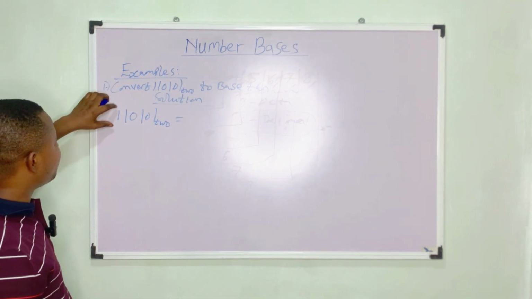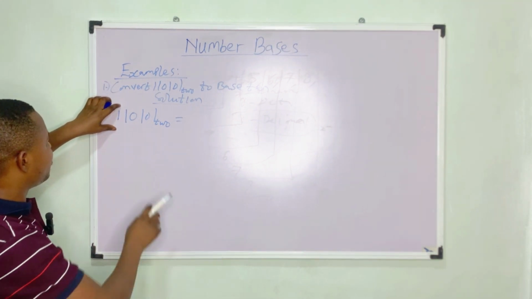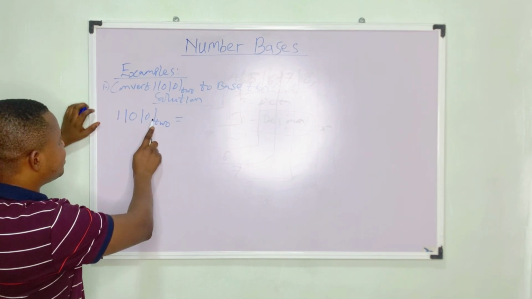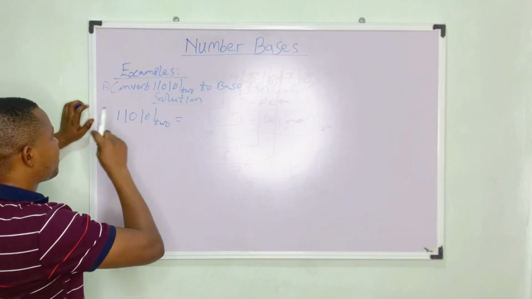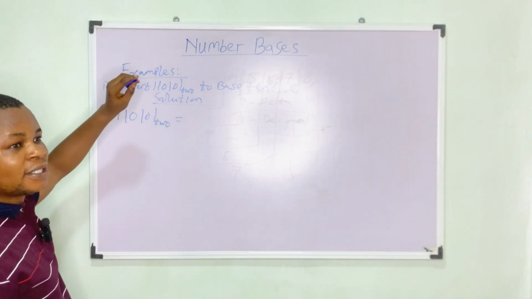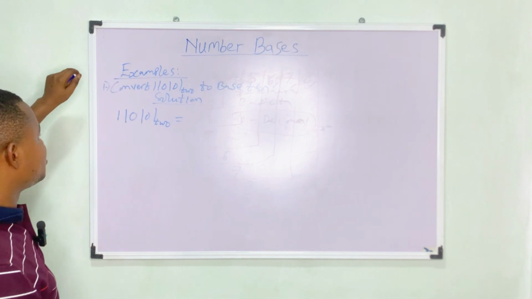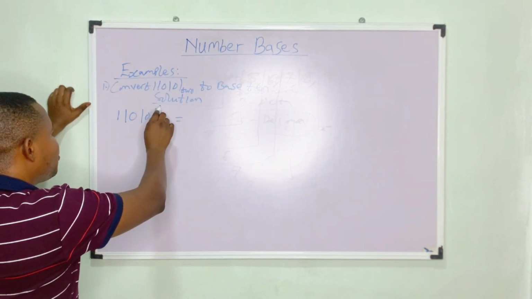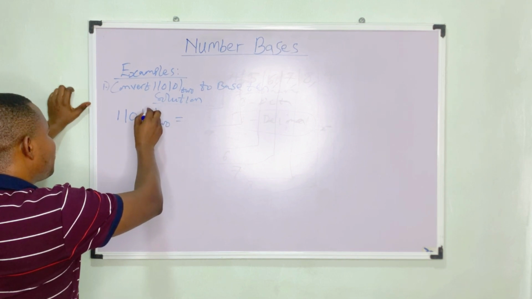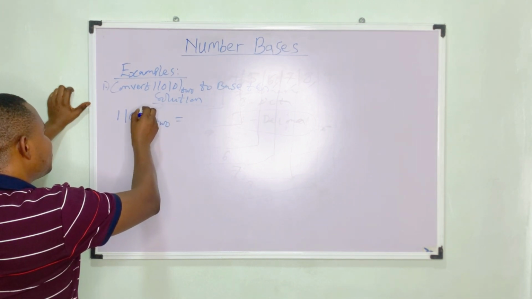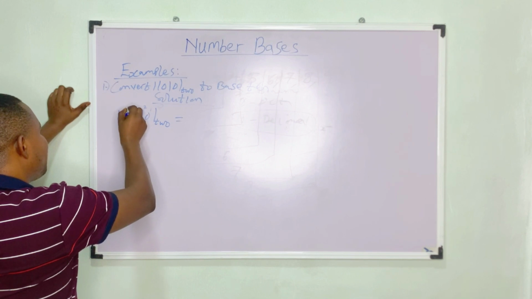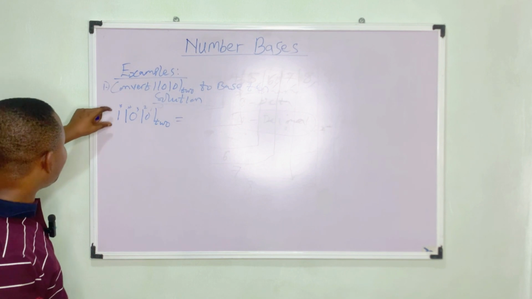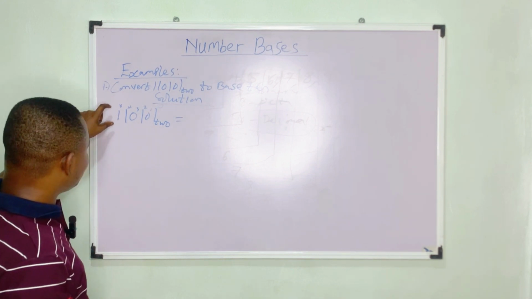Now, to convert this to base 10, look at this. We have how many digits? 1, 2, 3, 4, 5, 6. These are 6 digits in this number. Now, let us assign a power to each digit. So we start from the very last one. We start from 0, 1, 2, 3, 4, 5. And what are we going to do in this regard? Then we pick each number.